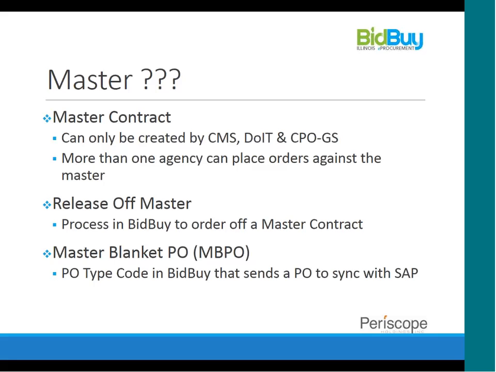The one that's probably a little confusing is the master blanket purchase order. What do we mean when we say MBPO, or master blanket purchase order? It is a type code on the purchase order, and the function of a master blanket PO using that type code is that it's the code that's going to sync your procurement with SAP or ERP. So when you are sending something as a master blanket PO, the intent is to use that functionality to sync with SAP.